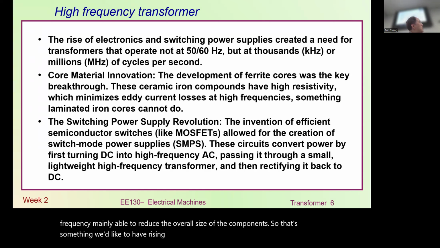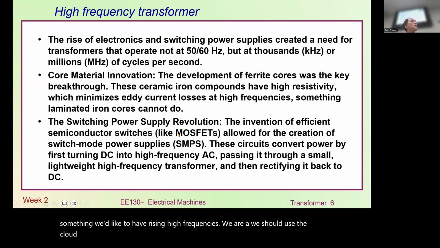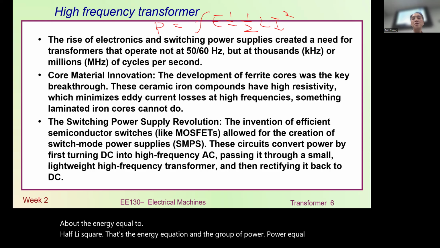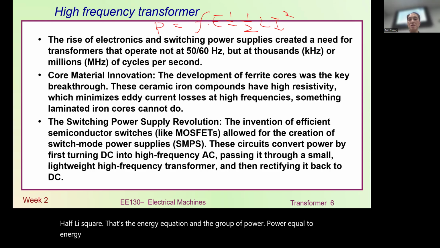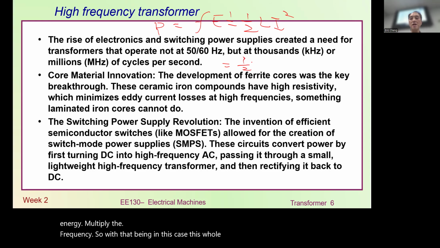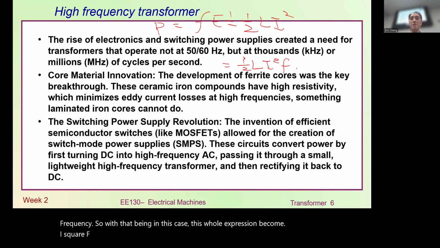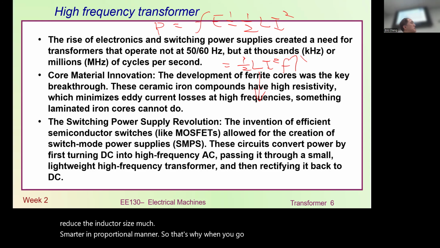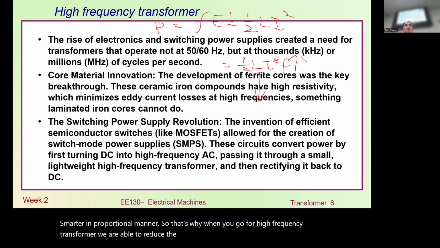But at high frequencies, we should use power devices which can also operate at high frequencies, like the MOSFET. One thing you can see is that we mentioned the energy equals half L I squared. That's the energy equation, and power equals energy multiplied by the frequency. So in this case, the whole expression becomes I squared F. That is to say, if you go for a very high frequency, we can reduce the inductor size much smaller in a proportional manner. So that's why with a high frequency transformer, we are able to reduce the overall size of the transformer, because we reduce the transformer inductance. So that's the concept of why we need to do that.